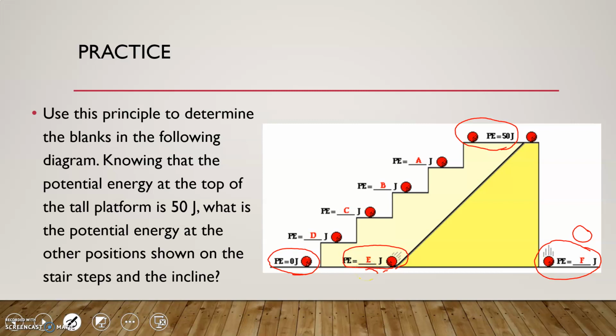Then we can look at D. D is on the first step. So it's gaining height, meaning it's going to be gaining potential energy. And if you look again up here, this 50 means that is the max potential energy this ball will have. And there are 5 steps. So essentially, every step, it's going to be gaining a fifth of that potential energy.